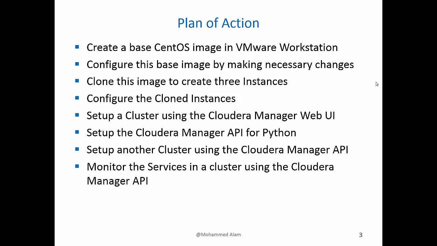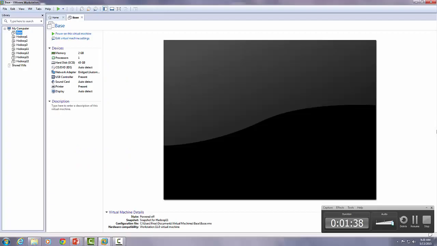Once we are done with this, we'll delete this cluster and we'll set up the Cloudera Manager's API for Python. Then we'll create another cluster and do the installation of the cluster using the Cloudera Manager's API. Finally, we'll monitor the services in a cluster using the Cloudera Manager's API for Python.